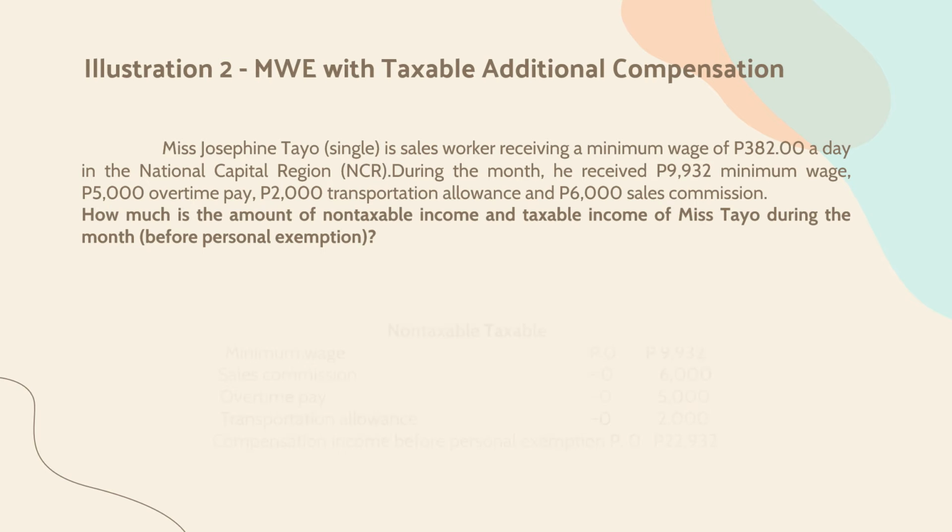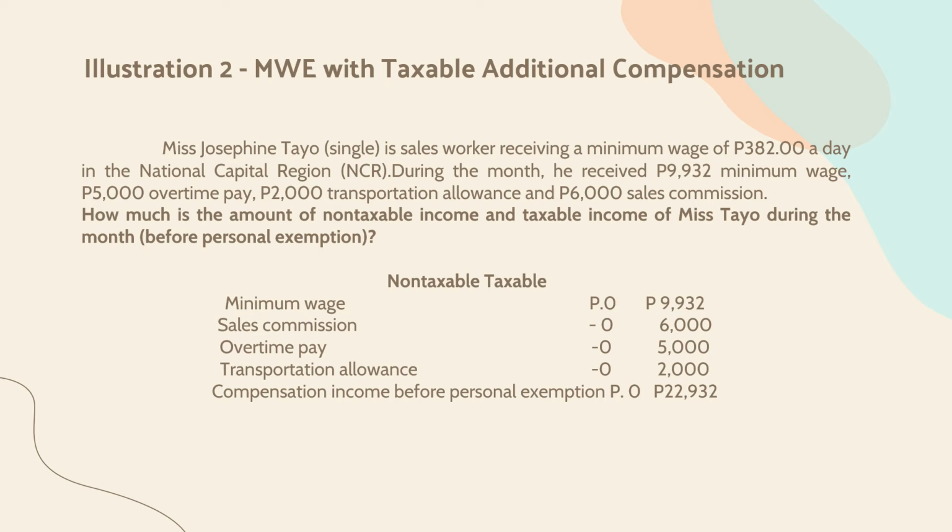The total income of Miss Tayo that is non-taxable is 0. However, her taxable income totaled 22,932. Why? The entire earnings of Miss Tayo shall no longer enjoy tax exemption because she received additional compensation other than the statutory minimum wage, hazard pay, night differential pay, overtime pay, and holiday pay.